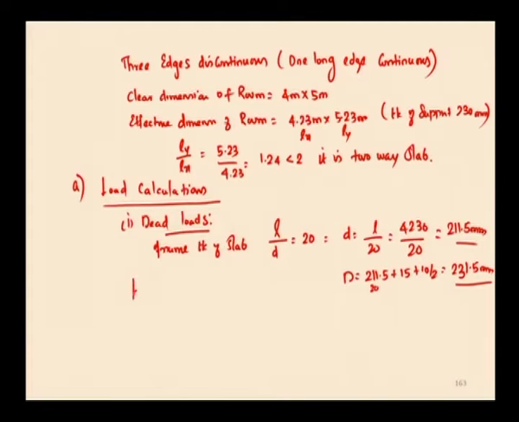But I am going to keep, again as in the previous case, the overall depth as D equal to 150 mm. Small d is 150 minus 15 minus 10 by 2, that is equal to 130 millimeter. I am going to find out the self weight of the slab.